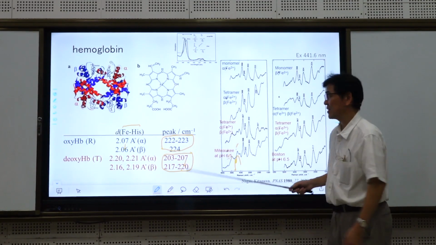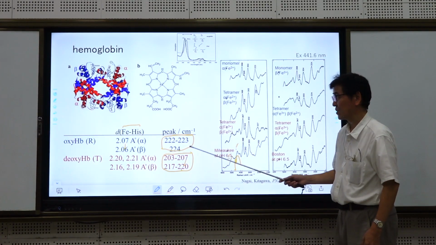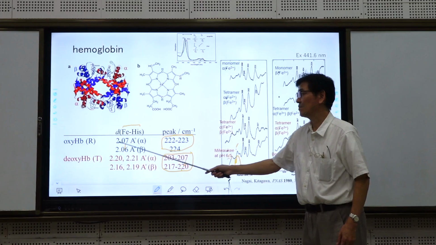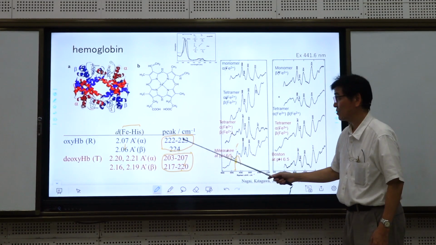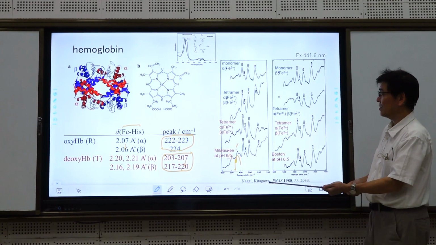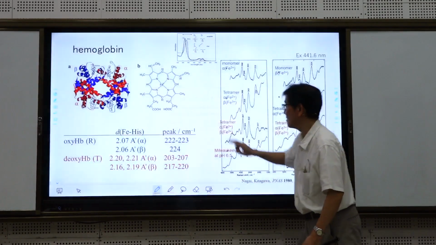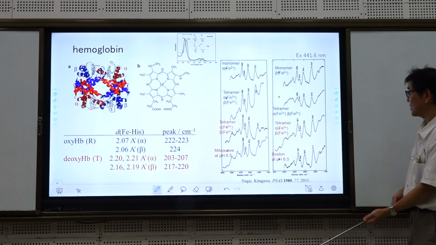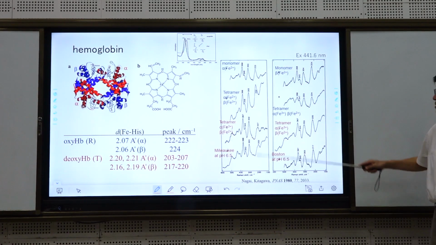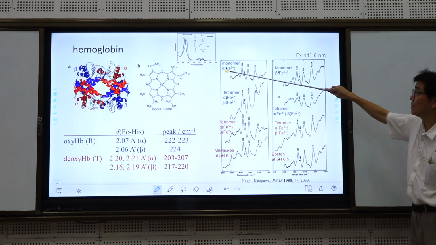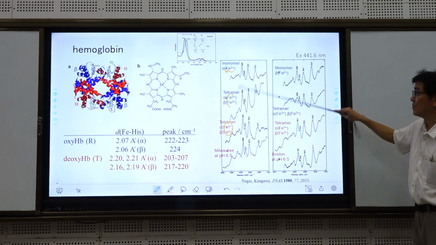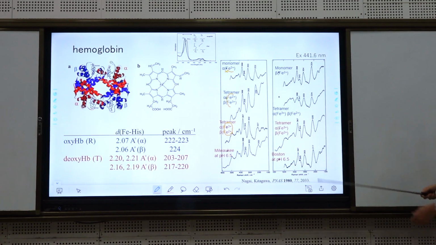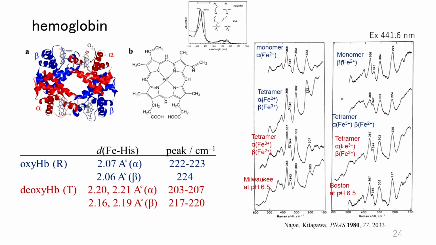Okay, the advantage of Raman spectroscopy shows up here. Even if the structural difference is quite small, it can be detected. That is the advantage of Raman spectroscopy. So depending on the different oxidation state of the heme protein, the peak position and appearance are different. So this is informative to analyze the status of the protein.